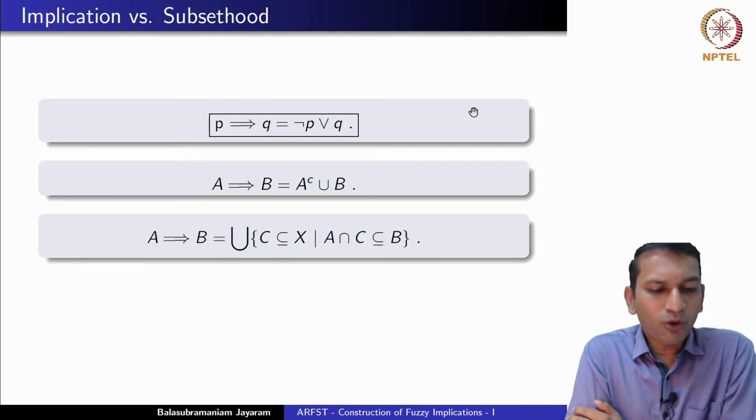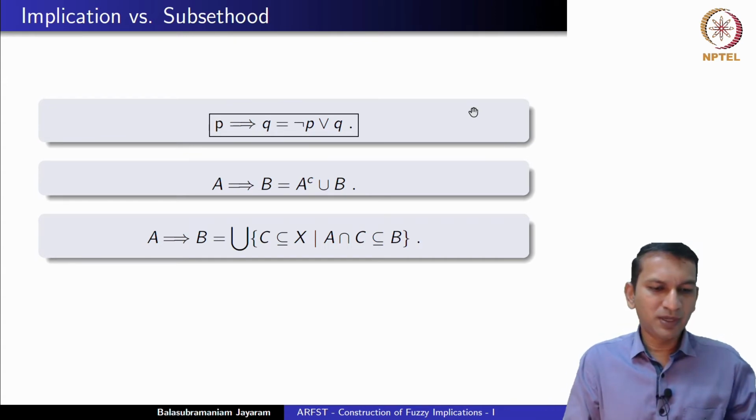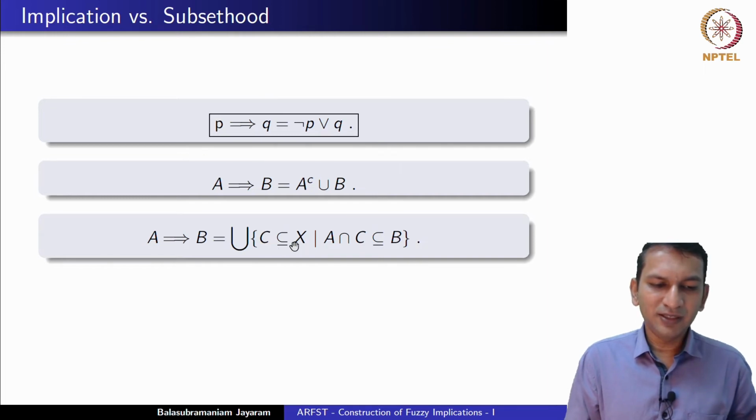Now, we could also write an equivalent formula like this. This needs a little bit more explanation. Let's look at it. What does it say? It says A implies B can be expressed as the union of all those subsets C of X, where X is the universal set, such that A intersection C is contained in B.